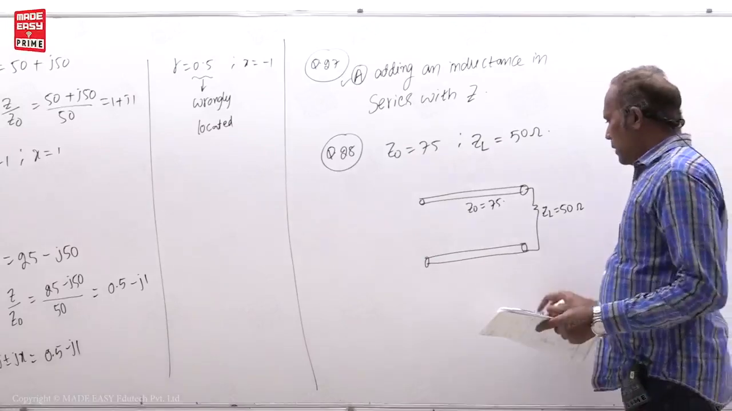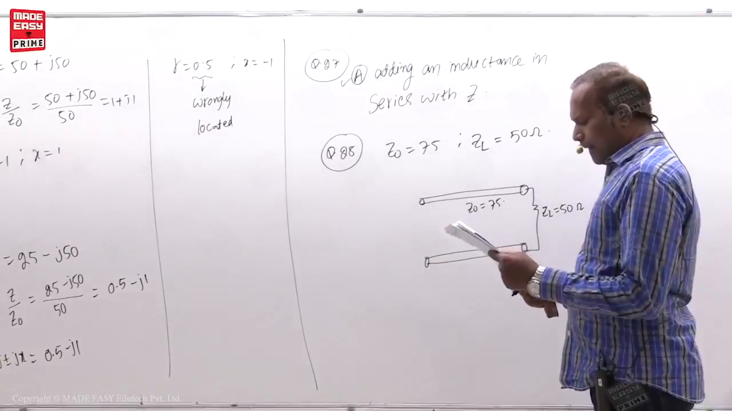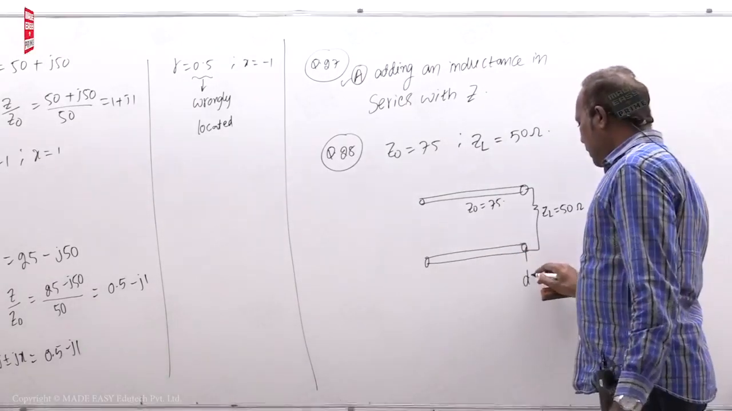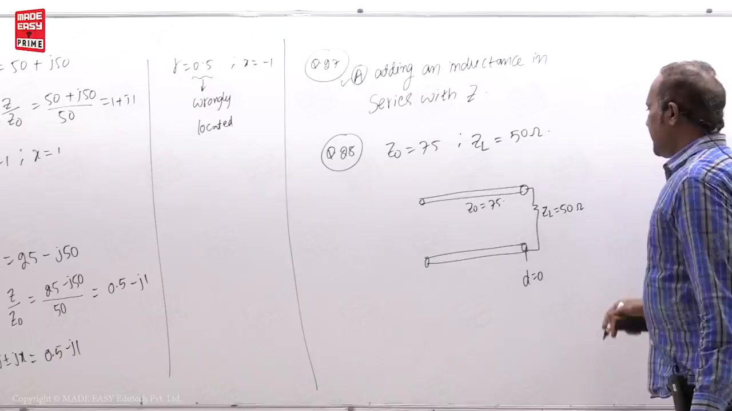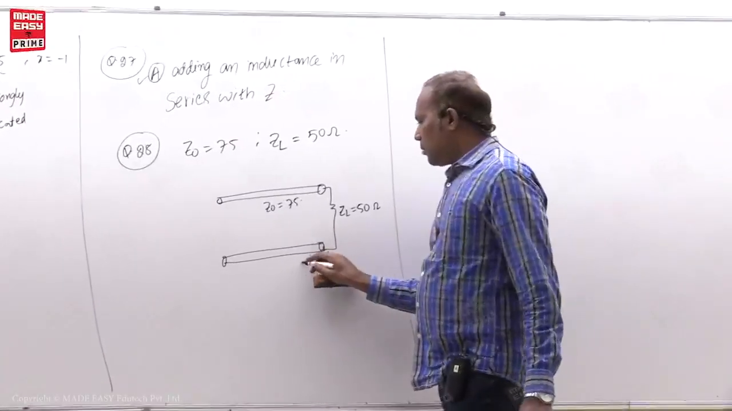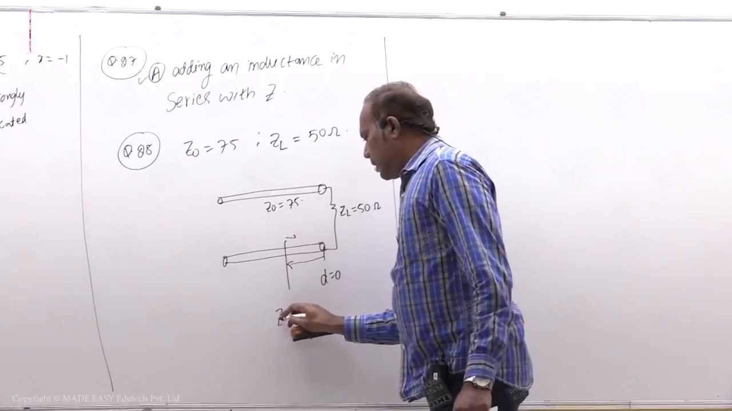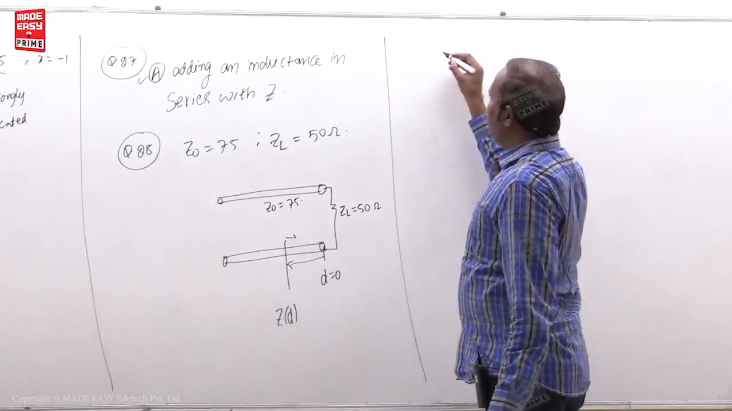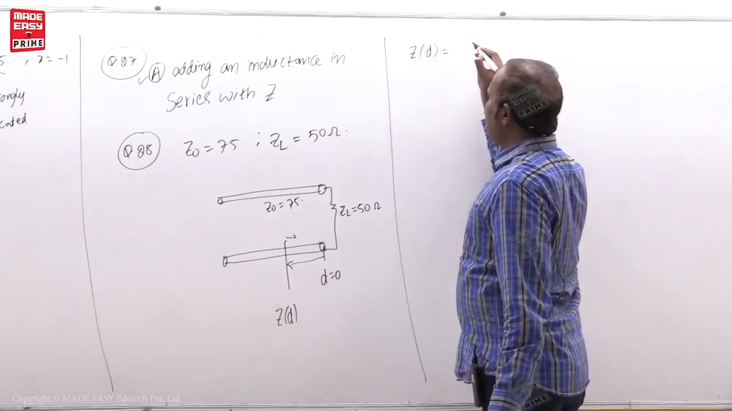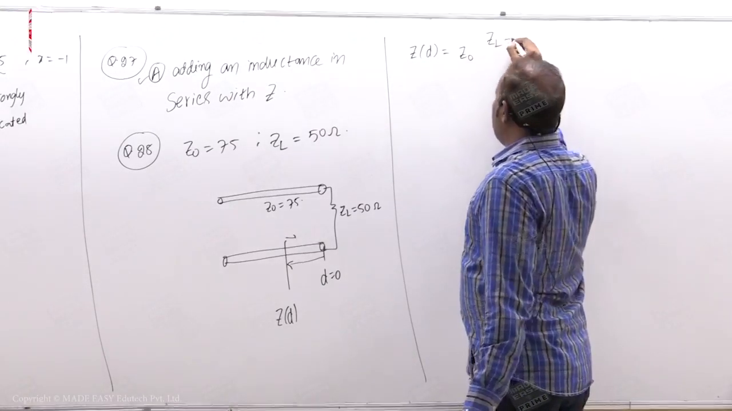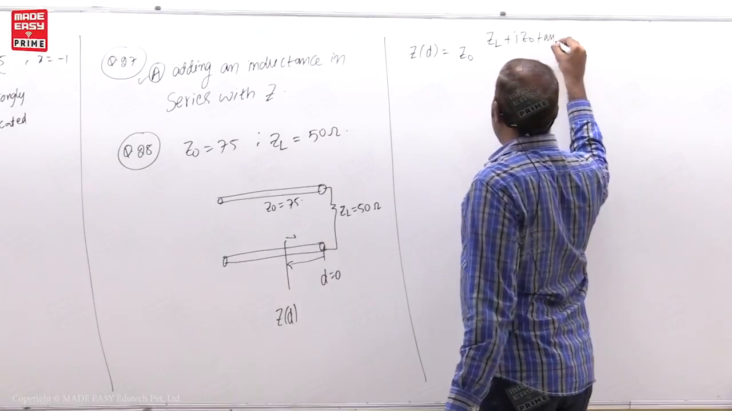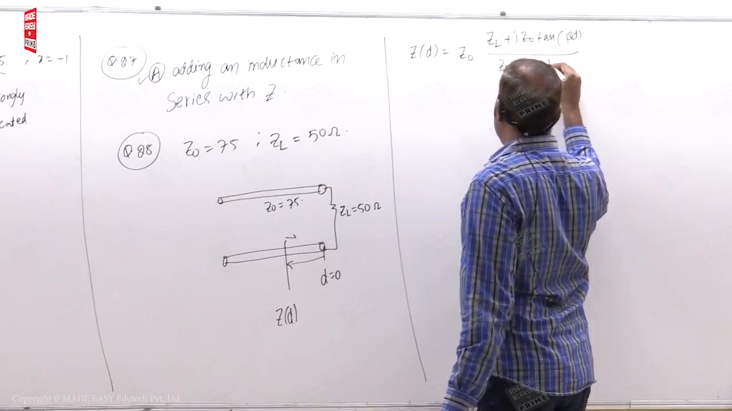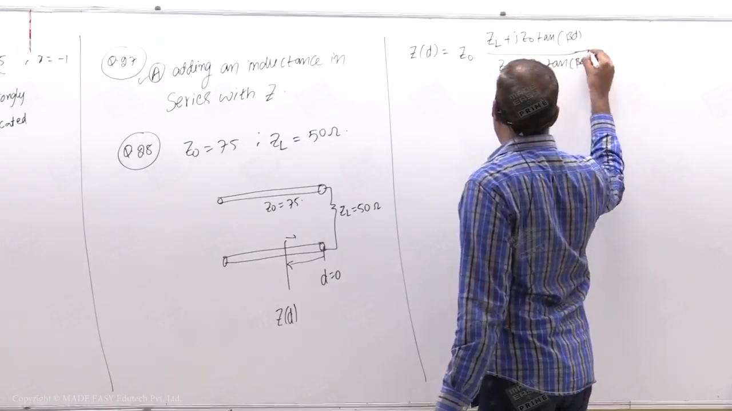Now what he is saying is at the load, D is equal to 0. Student, can you tell me what is the impedance of the transmission line at D distance? So at D distance, impedance of the transmission line is Z0 times ZL plus jZ0 tan beta D, divided by Z0 plus jZL tan beta D.